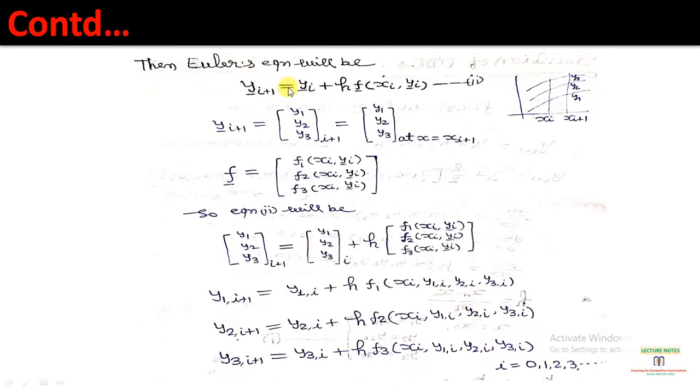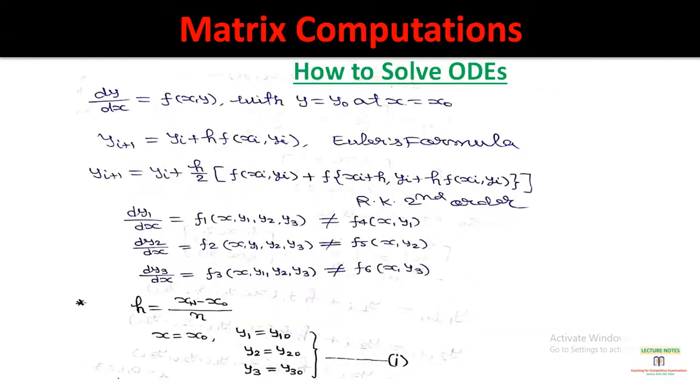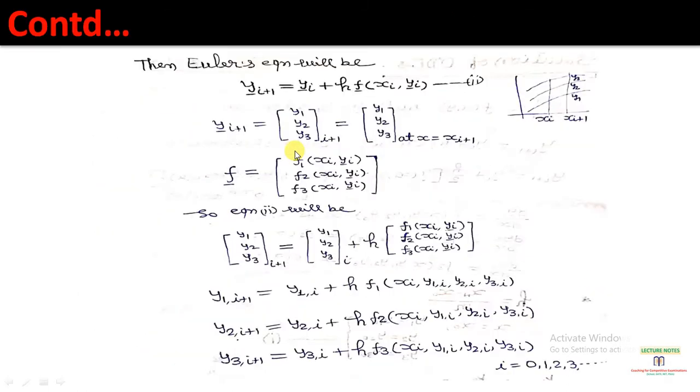Then the Euler equation. This is the Euler equation which we have written here in that form: y column vector i+1 equals y column vector i plus h times the vector function f of x_i comma y_i column vector. So we can write that equation in this form. So what is the value of y column vector i+1?